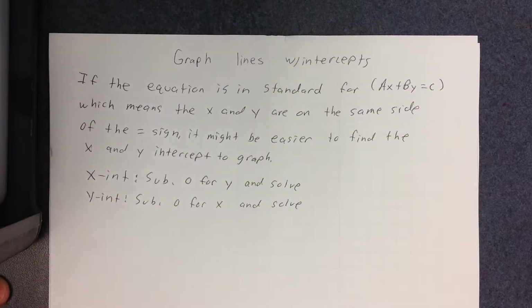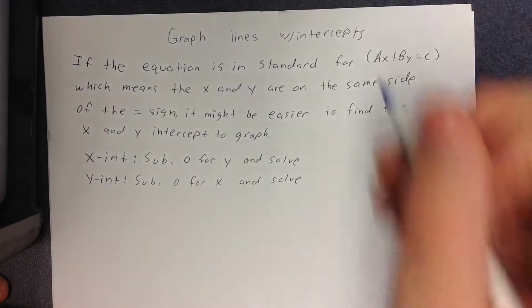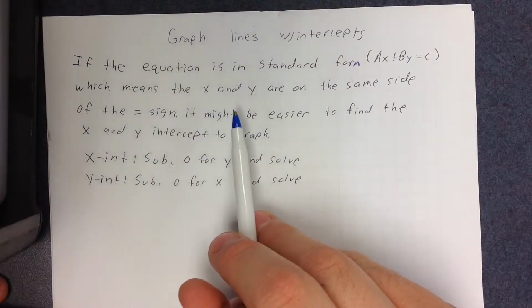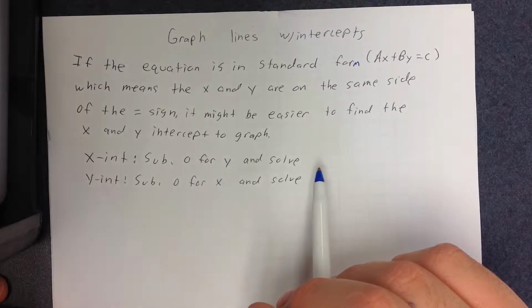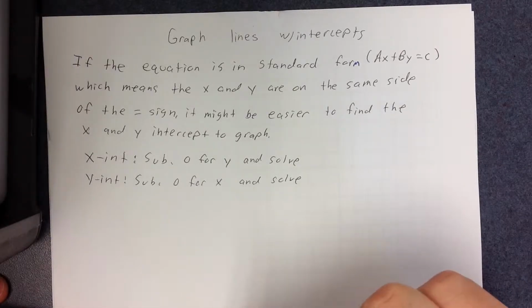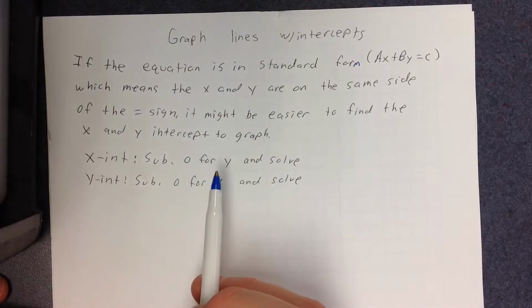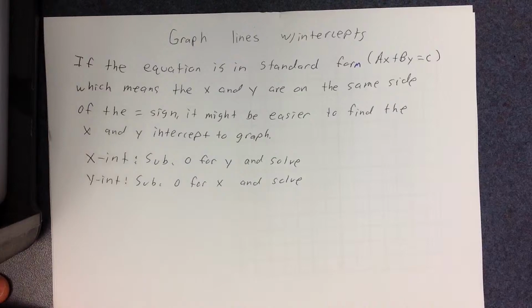Okay, now we're going to talk about graphing lines with intercepts. If the equation is in standard form, and standard form is ax plus by equals c, what that means is the x and the y are on the same side of the equal sign. It might be easier to find the x and y intercepts to graph. Again, remember, to find the x-intercept, we sub in 0 for y and solve, and to find the y-intercept, we sub in 0 for x and solve.